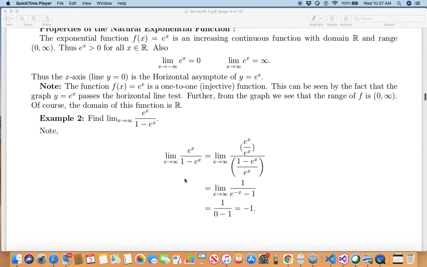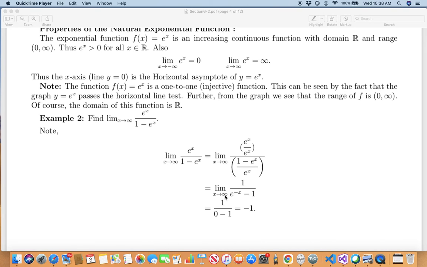Now, here is a beautiful example to find the limits. The limit as x approaches infinity of e to the power x over 1 minus e to the power x. What do we do? Well, e to the power x is a high power, an exponential function. Divide numerator and denominator by e to the power x. The numerator gives me 1. For the denominator, notice I have to distribute the division: 1 over e to the power x is e to the power negative x, minus 1.